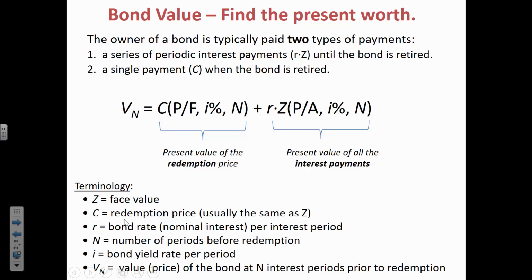The yield rate, though, does fluctuate depending on the purchase price. And so here the yield rate is I. That is the rate that we use to discount the lump sum to the future or the series of annual payments.